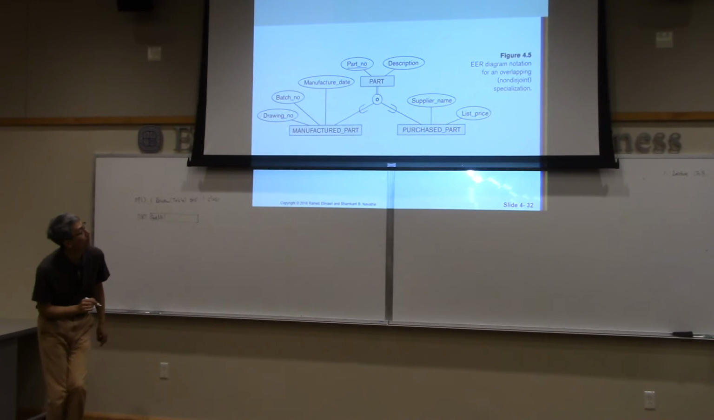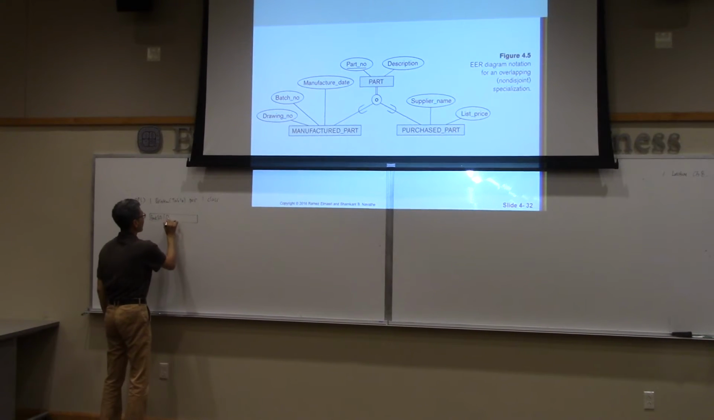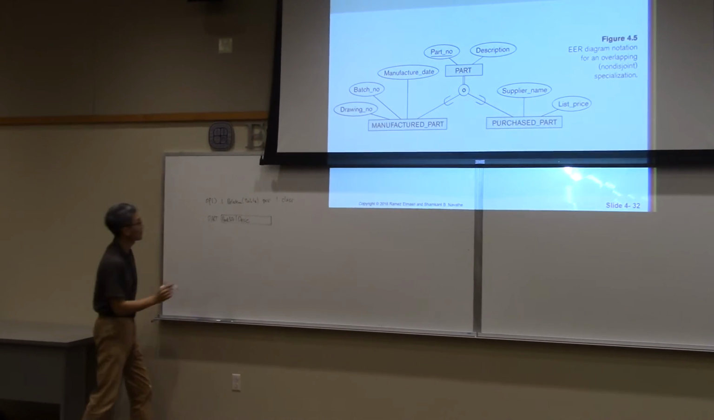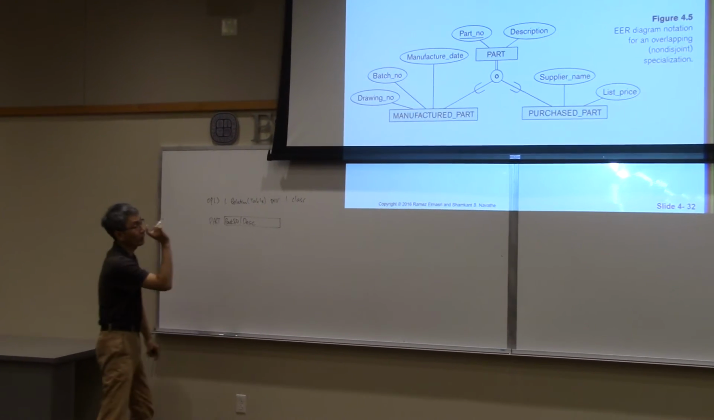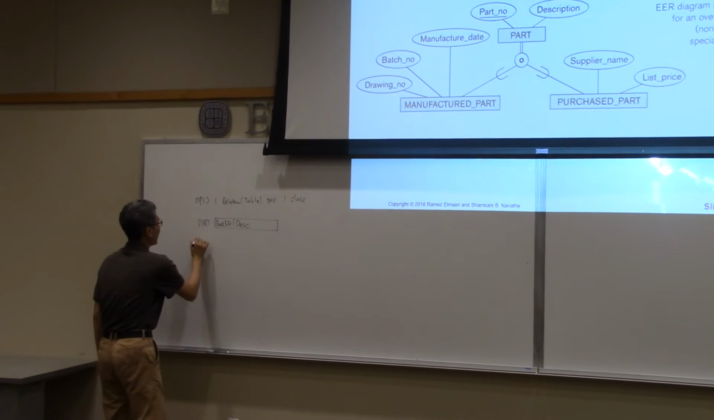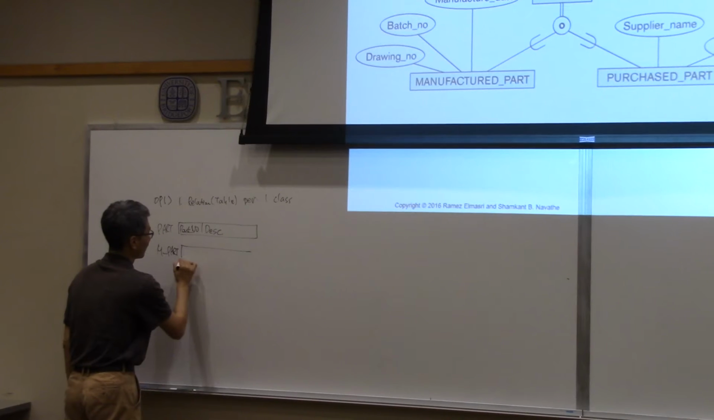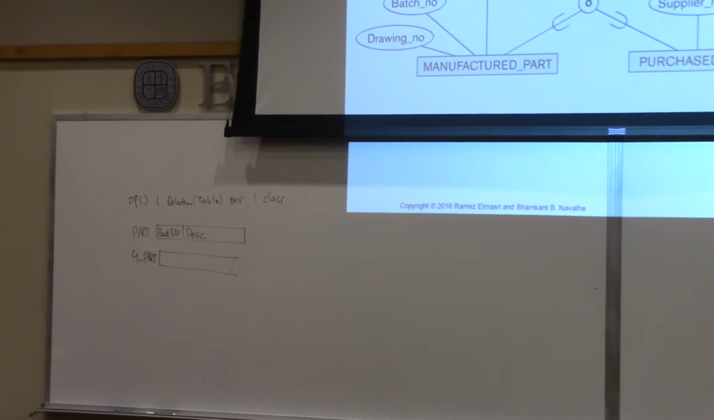Primary key, then what is the attribute description? So this is the first superclass. For the subclass, we can create one per subclass. So it's the manufactured part. In this case, what is the primary key of the manufactured part?